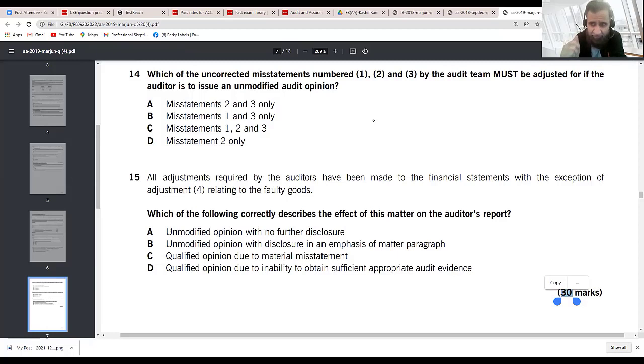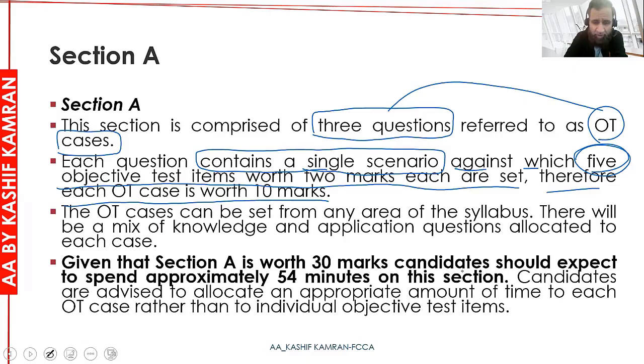Okay. Let's move back to the presentation we were on. We were discussing section A, right? We were discussing that there are three OT cases in section A, and every OT case consists of five OT questions you need to answer. The OT cases can be set from any area of the syllabus. Look at this. They can be set from any area of the syllabus. So the broader the syllabus you know, and the more understanding you have of the syllabus, the better you are.